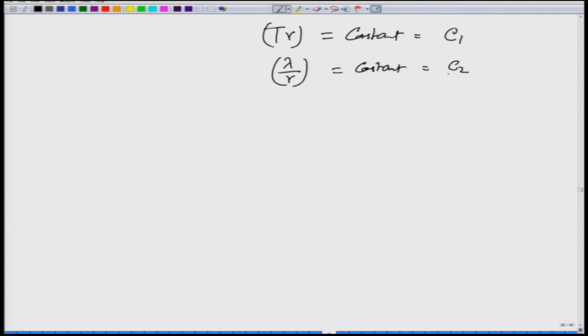So, what have we got? We have got T times r is a constant. Let us call this C1, and we have also got just now that lambda over r is a constant, which is some C2. We can combine the two and multiply both equations. This is equation 1 and this is equation 2. This tells me that T times lambda is equal to some constant.